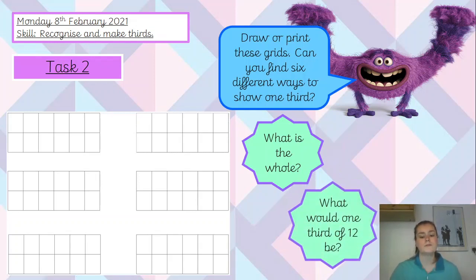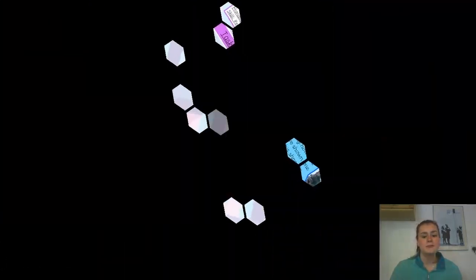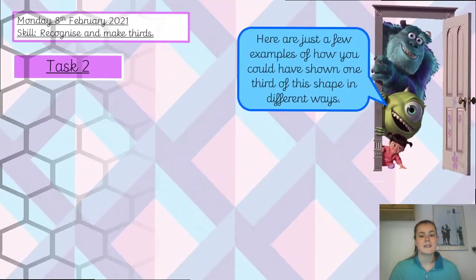And what would 1/3 of 12 be? So before you start, that is the first thing you need to figure out. And then you can start finding 1/3 of each of these shapes. Okay, pause the video, off you go. Okay, so hopefully you said that 1/3 of 12 is 4. So as long as you have shaded in 4 boxes in each grid, doesn't matter how you've done it, but they're all different, then you have done that correctly. So well done.